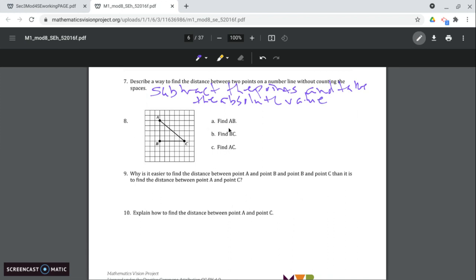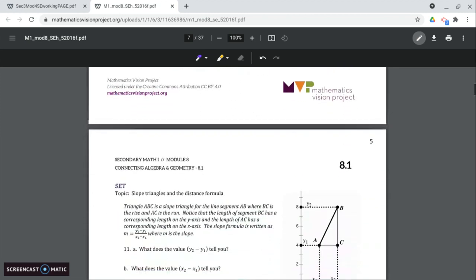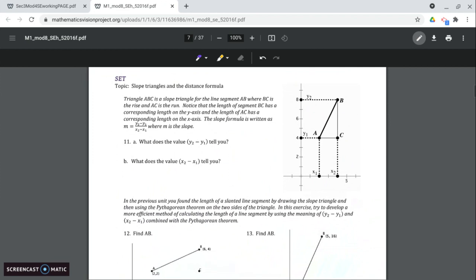All right, for 8, you're finding each of these distances. Remember, for finding AC, you can use the Pythagorean theorem after you find both A and B. For 9 and 10, you're just explaining why it's easier and how you would find that distance, or explaining how you found the distance. All right, the next section, slope triangles and the distance formula.